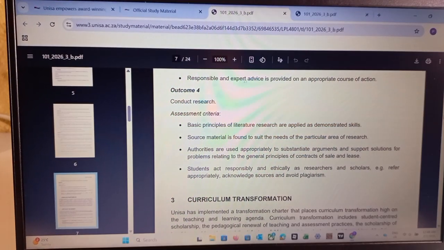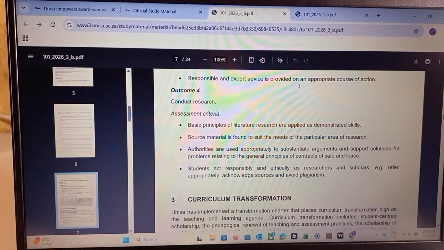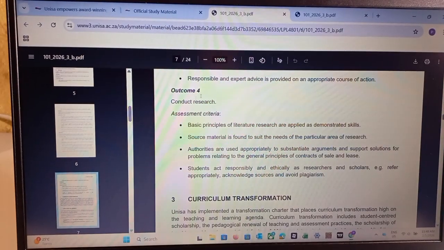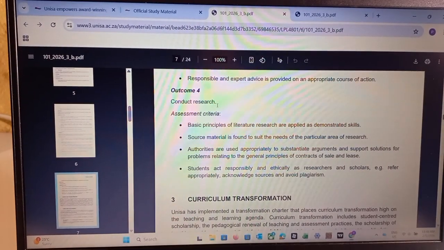Responsible and expert advice is provided on an appropriate course of action. Then we go to outcome 4, conduct research.